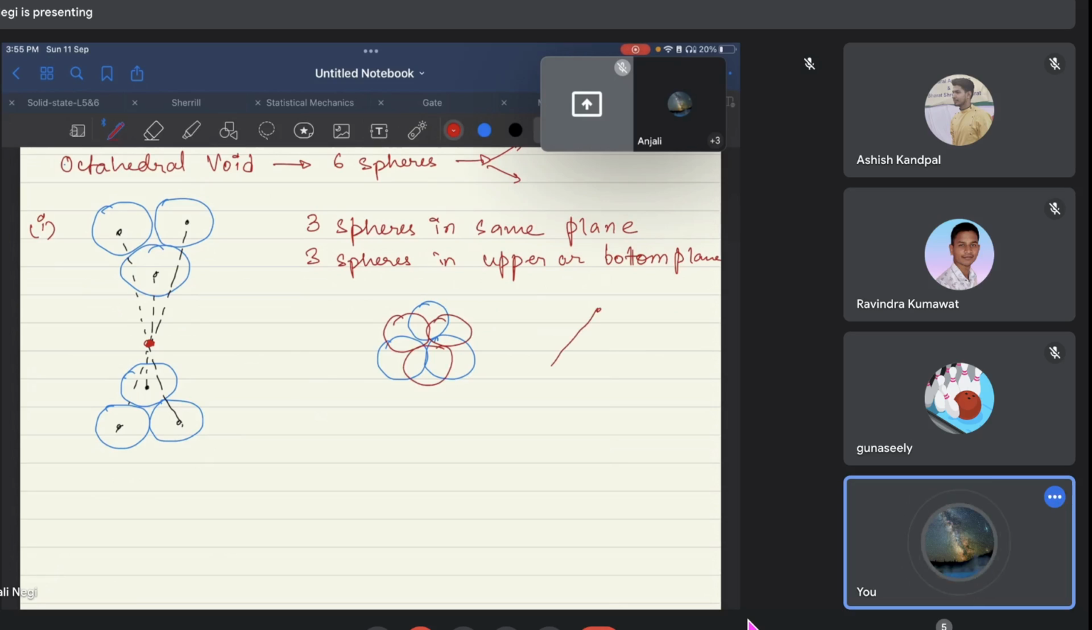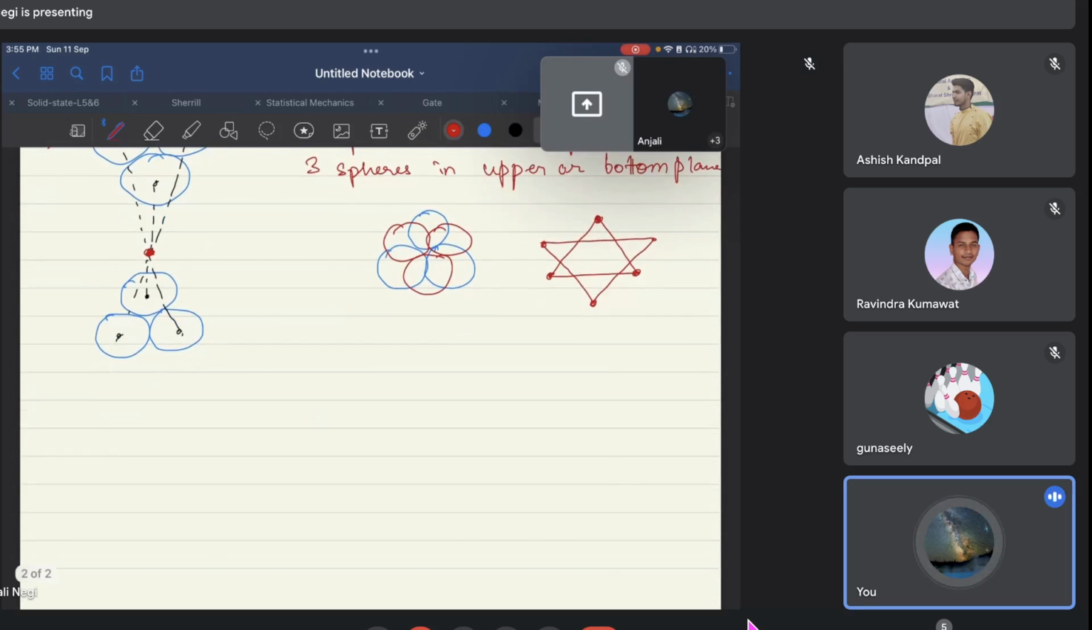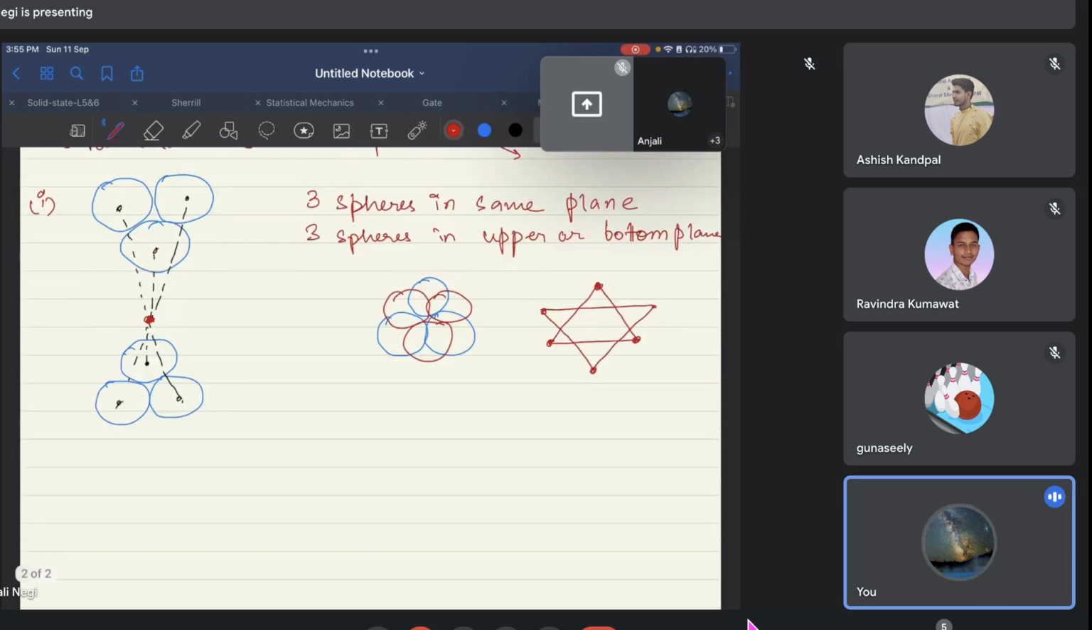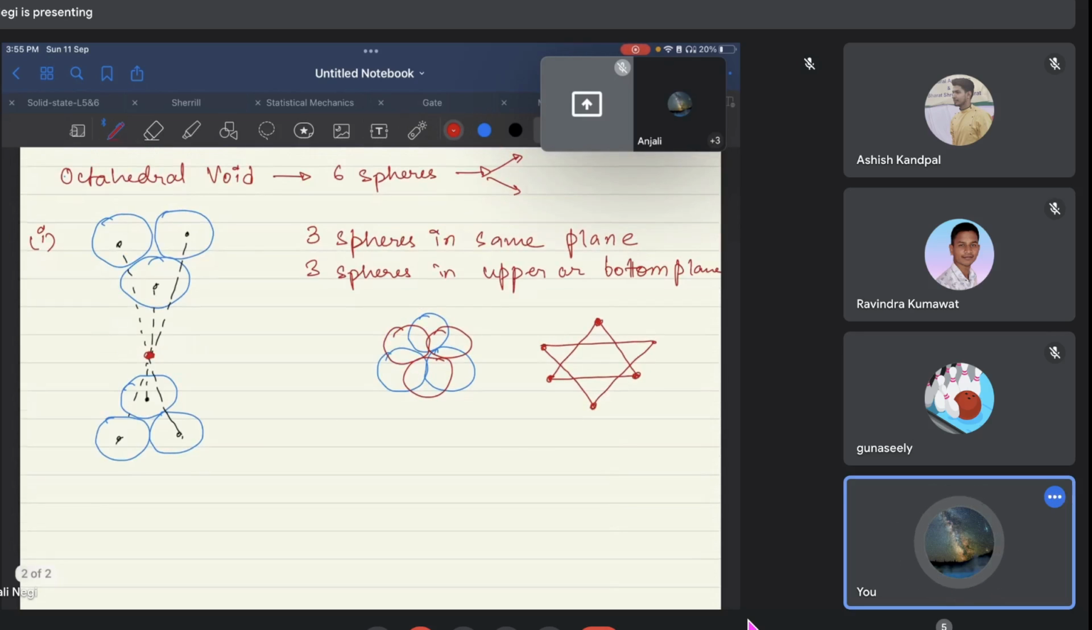And so all this demonstration I think you are very familiar with, but still we have very weak memory, so we forget it a little. Yeah, so this is case number 1, where I can demonstrate my octahedral void in this way.